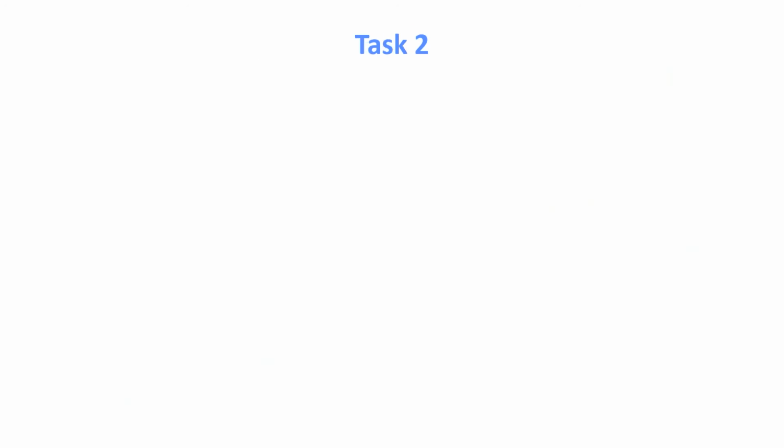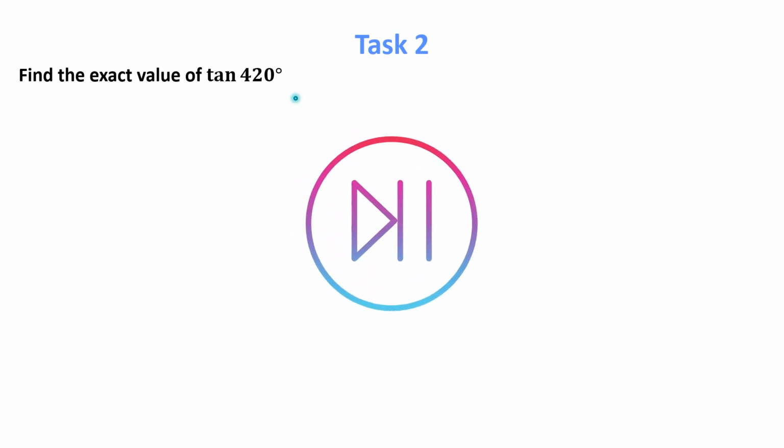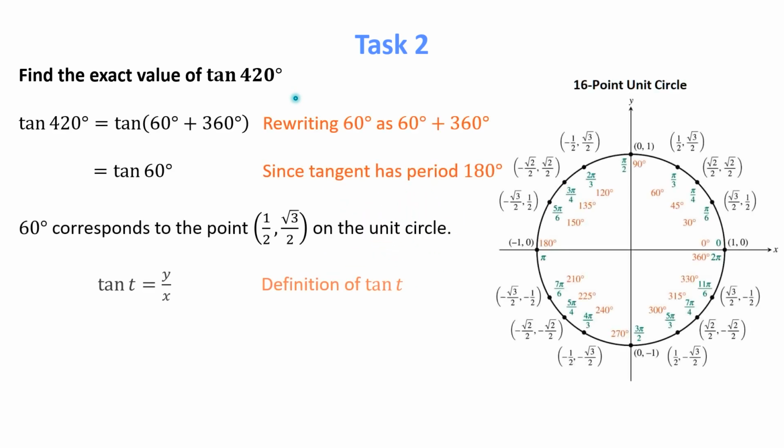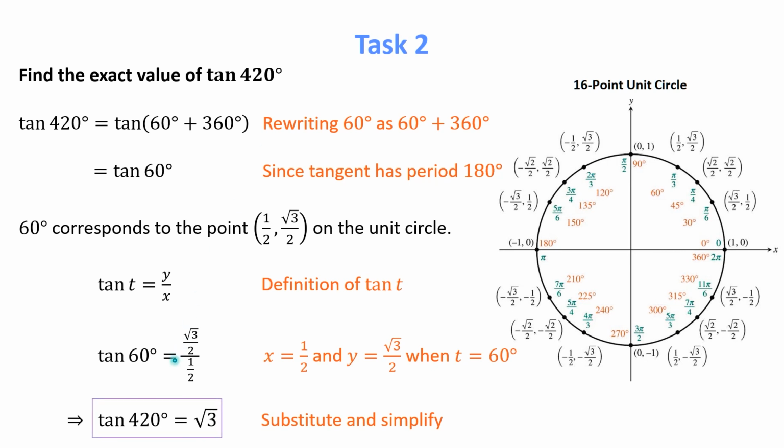You can now have a go at task 2. Find the exact value of tan 420 degrees. You can pause the video and attempt the question, and when you are ready to continue, please press play. Following the same steps as in the previous example, you should have your answer to be as follows. Tan of 420 degrees equals root 3.